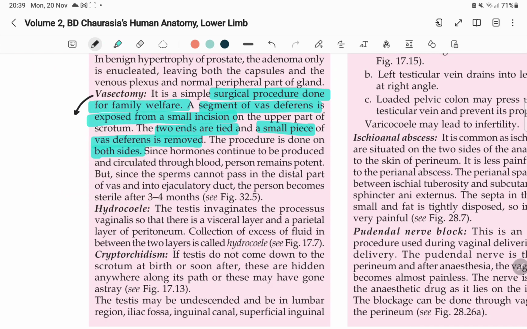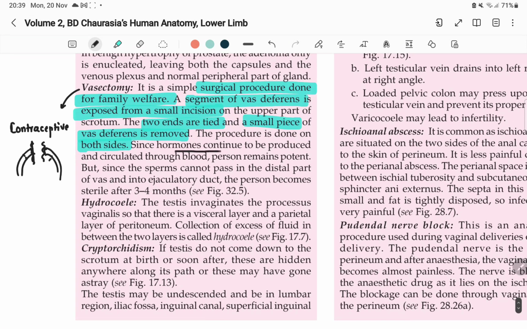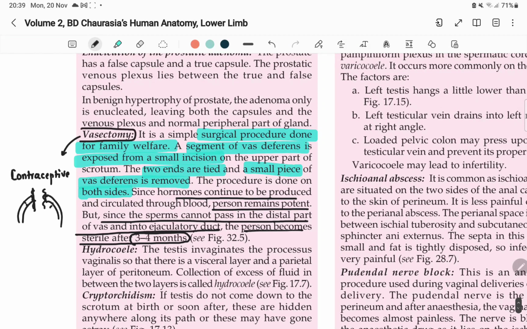This vasectomy method is basically a family contraceptive measure in which both ends of the vas deferens are cauterized or tied with thread. Hormones continue to be produced and the person remains potent. Since sperm cannot pass into the distal part of the vas deferens and ejaculatory duct, the person becomes sterile after 3 to 4 months. The person can ejaculate and release semen outside, but there will be no sperms in the semen.